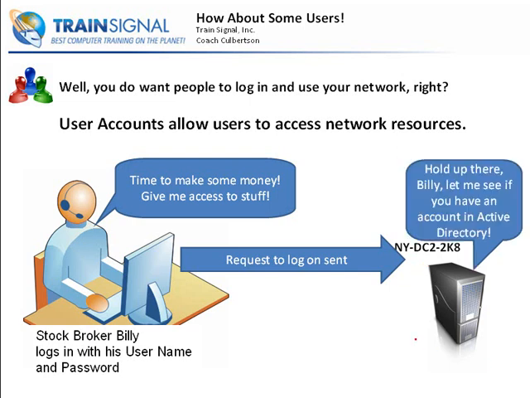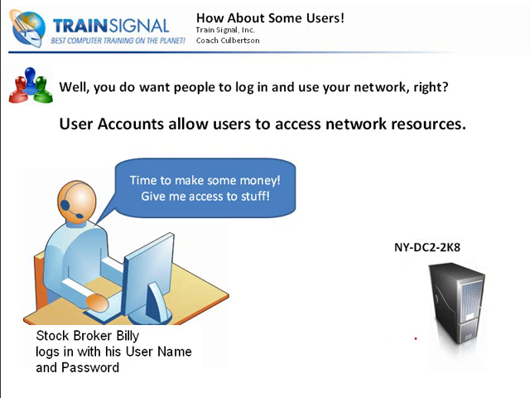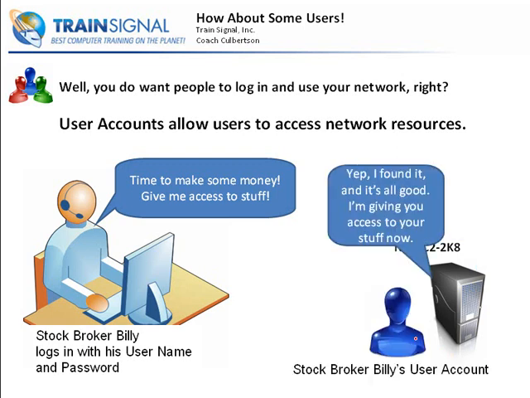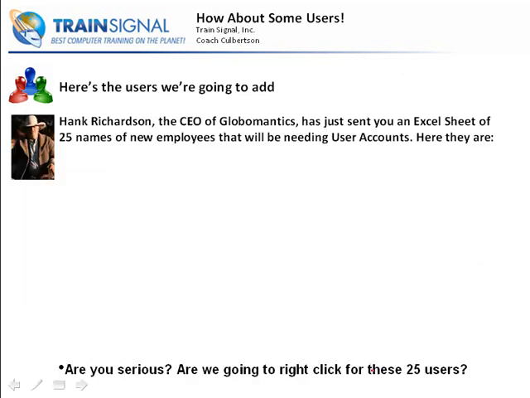So NYDC2 says, you know what, hold up now, Billy, because I need to see if you have an account in Active Directory. And so NYDC2 thinks about it for a while, looks around in Active Directory and says, oh, hey, yep, I found it. It's all good. Now I'm going to give you access to your stuff because Stockbroker Billy has a user account in Active Directory and it's in good standing. So NYDC2 goes ahead and grants access to all of the network resources that Billy's account has access to. And that's what user accounts are all about.